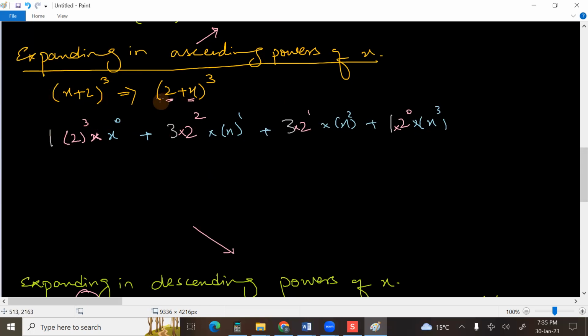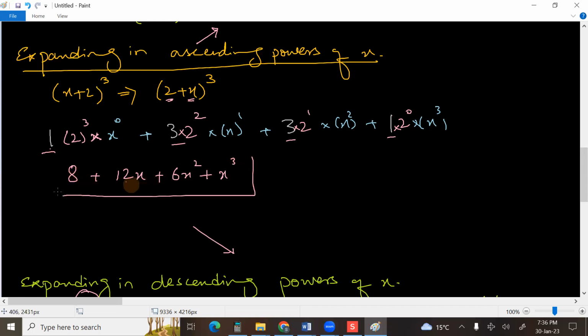We have 2 as our first term. We take the coefficients from the Pascal's triangle, 1, 3, 3, and 1. We go for 2, starting from the highest power and downwards. So 2 power 3, 2 power 2, 2 power 1, and 0. Similarly, x to the power 0, 1, 2, and 3, which simplifies to 8 plus 12x plus 6x squared plus x cubed. So this is the expansion expressed in the ascending powers of x.